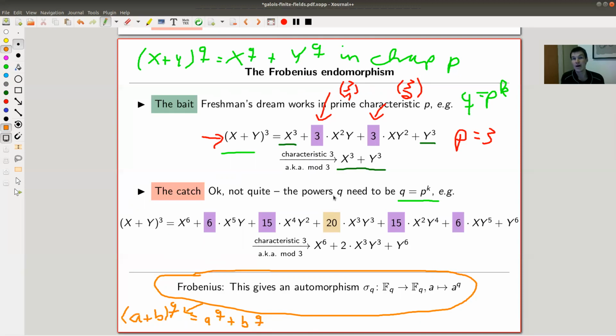And that's pretty remarkable, right? If you would discover something like that, that's pretty remarkable. That's something I wouldn't have expected, but it's true. So you have a very, very simple binomial formula, not in characteristic 3, in characteristic p, which gives you an automorphism of F_q, which is pretty nice. And this automorphism is called the Frobenius. In my notation, it's this, well, sigma_q, whatever. I could have called it F_q.